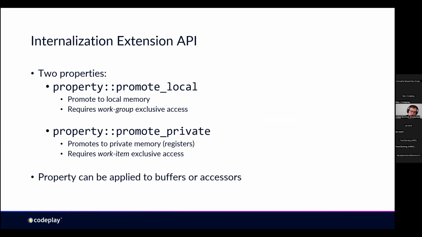So we designed an API for that, and the API is pretty simple. It's just two properties. You can either promote to local memory, which requires that your kernels do work group exclusive access, so you don't share data between different work groups of your kernel. Or you can promote to private memory, which is essentially registers on most GPUs, which requires your work items to be work item exclusive access. So no work items, even in the same work group, share data with each other, because the registers wouldn't be available to other work items, even in the same work group. So with this property, the user expresses, okay, this is work item exclusive access. You can promote this to private memory. And then you simply attach these properties either to a buffer or to all accessors for a buffer, and that instructs the SYCL runtime to perform the data flow internalization for you.